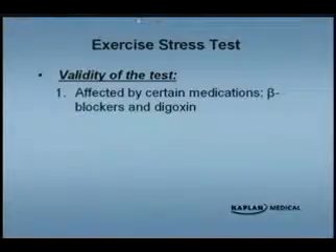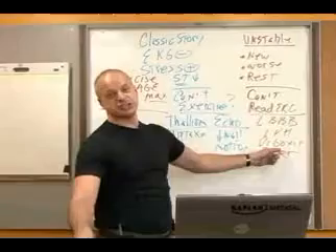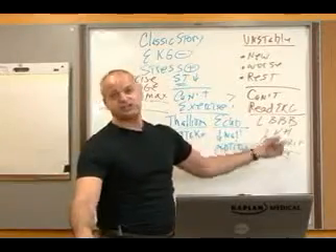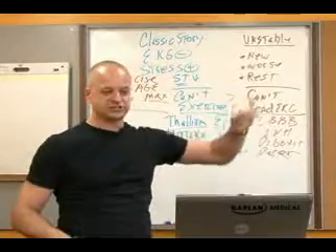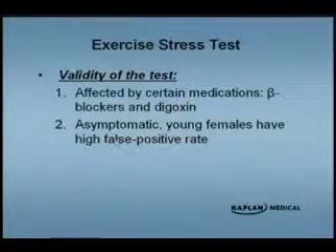Now, if I can't exercise because I'm on beta blockers or digoxin, in other words, how do I get up to my target heart rate if I'm on a beta blocker? How do I read the EKG for ischemia if I'm on digoxin? Digoxin causes downsloping ST segments.